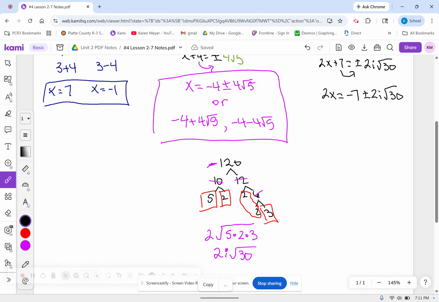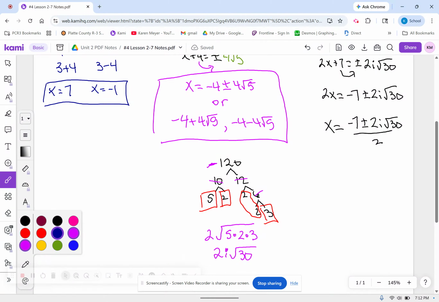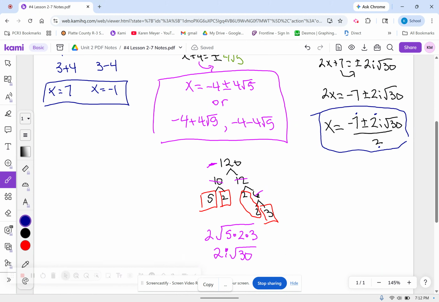And then I have to get rid of the coefficient in front of my x. And in order to get rid of that, I'm going to divide it away. So negative 7 plus or minus 2i square root of 30 all over 2. And then the last thing I want to do is see if it reduces. So if I look at reducing, does anything go into 7, 2i, or 2? And the answer is no. So then this would be my final answer.